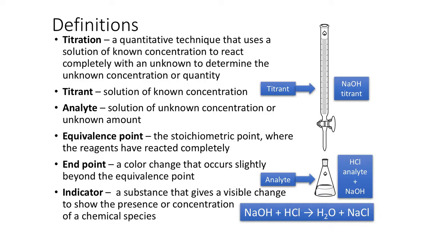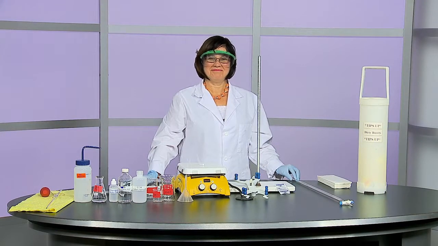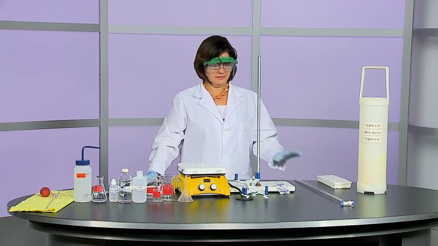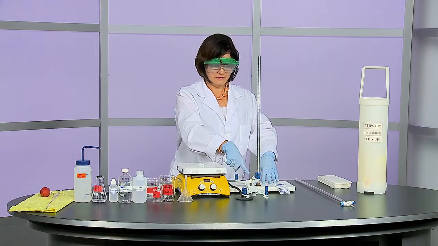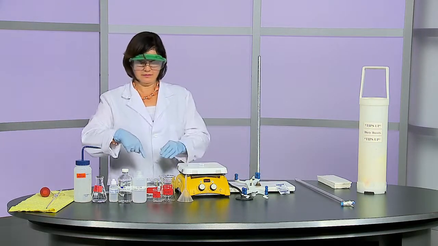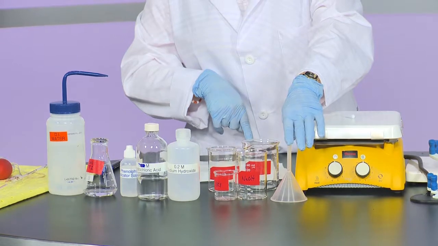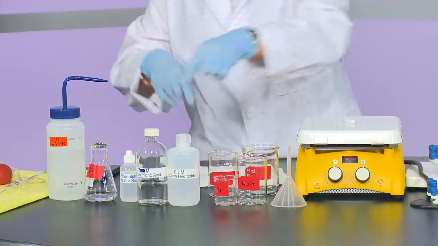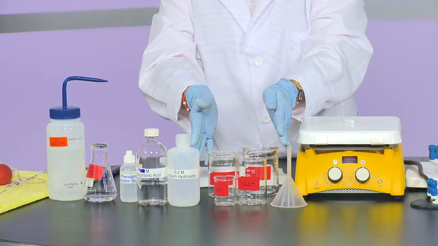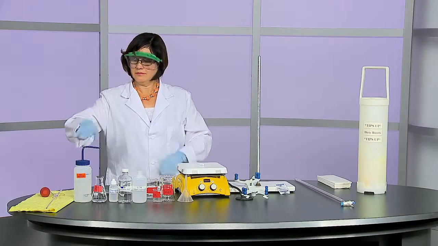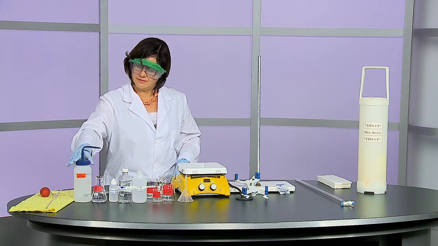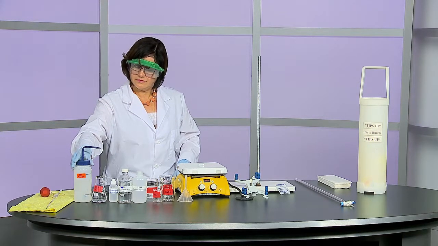So let's get started. You will need the following equipment to perform a titration: a burette, a stand and burette clamp, liquid funnel, the titrant, the analyte and indicator, beakers to hold the titrant, analyte, and waste, an Erlenmeyer flask or beaker in which to titrate the analyte, and a wash bottle of deionized water.